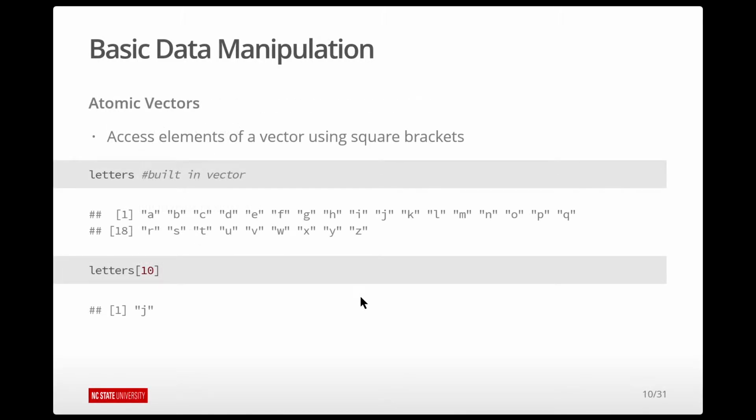So let's start with the basic building block, right? The atomic vector, and then we'll work our way up. So with atomic vectors, remember that when R returned them, it used a square bracket and said, well, this is the first element, and started listing them. And then when it ran out of room to print, it gave us a square bracket and said, well, this is the 18th element, and continued showing them. So this is actually giving a little bit of a hint as to how to access a vector. So you can access a vector using these square brackets. So for instance, if I do letters and then give square bracket 10, I'm going to get the 10th element of that vector.